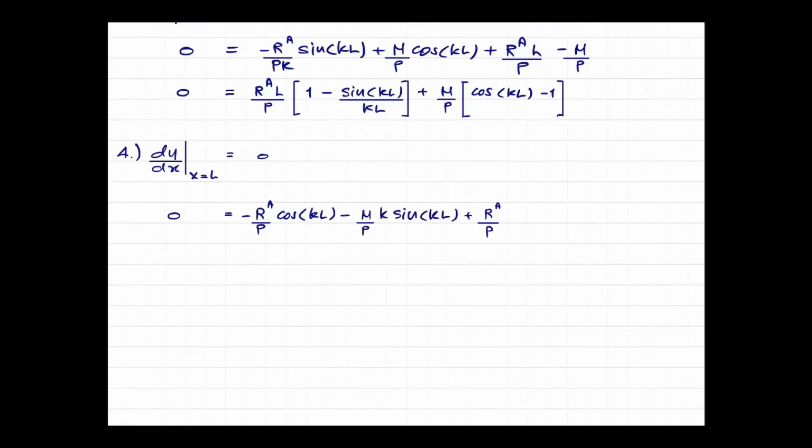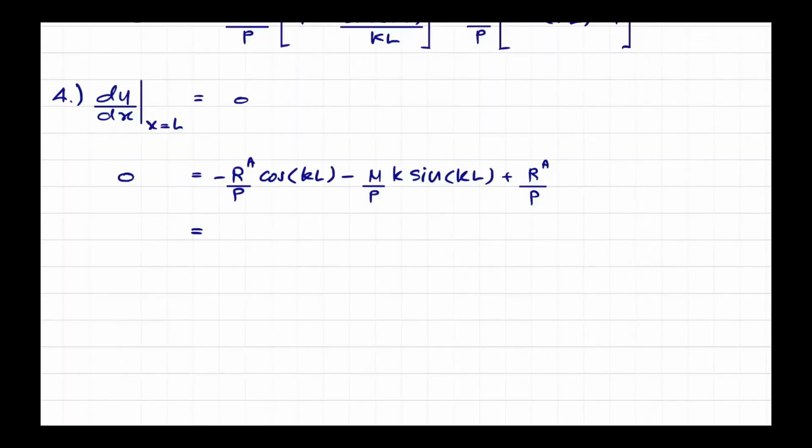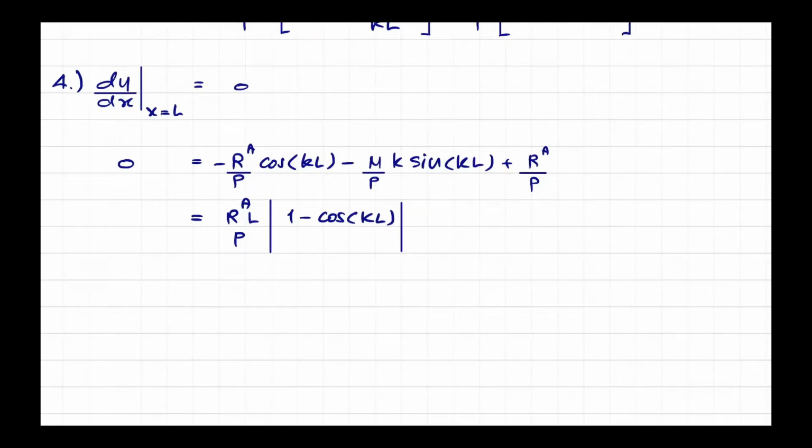0 is equal to this. So make it RAL over P. In the bracket you have 1 minus cosine KL, and then minus M over P KL sine KL.